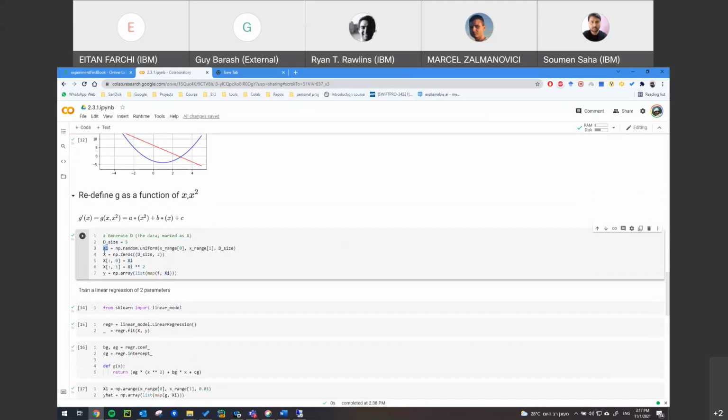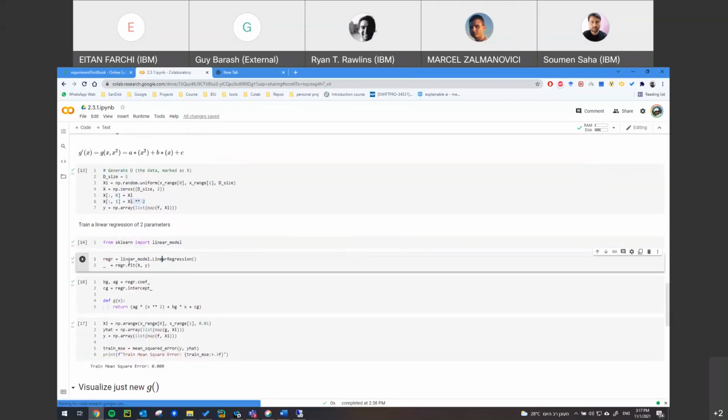We start by creating 5 points going from -5 to 5. This is our x, the starting x. We started using it directly, and then we're squaring it. So in fact, our input is x and x squared. You can see here, I just squared this entire vector.